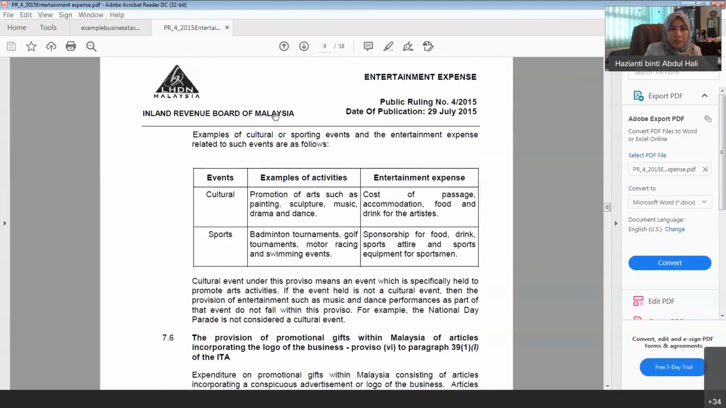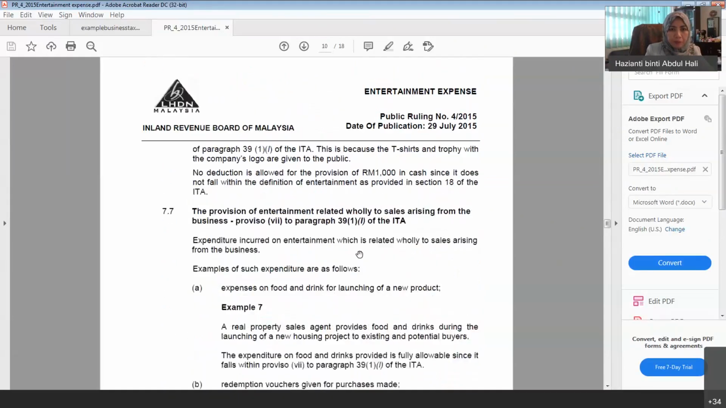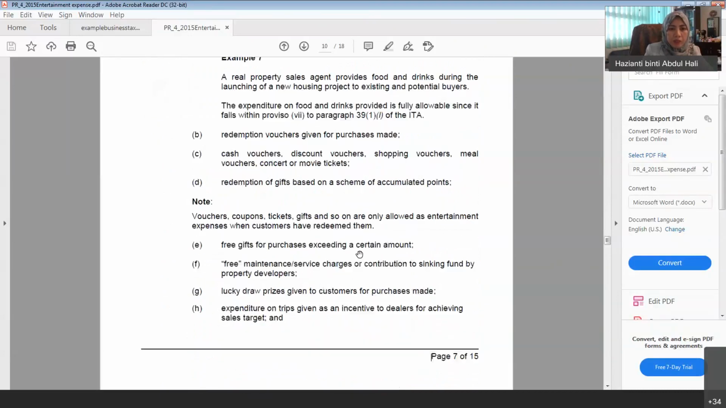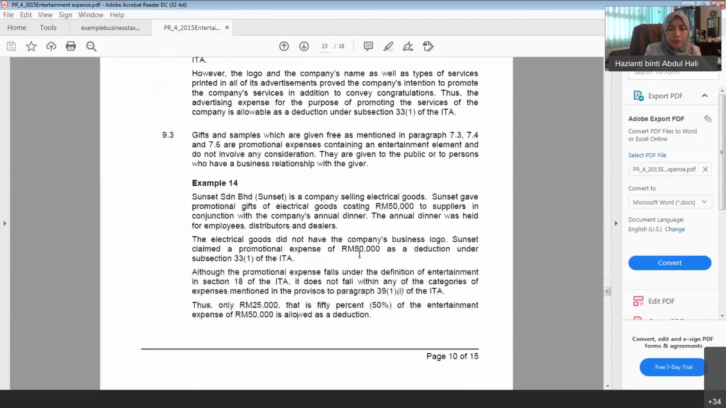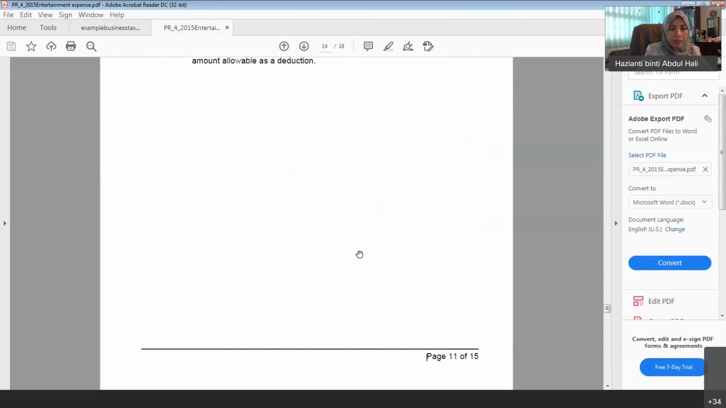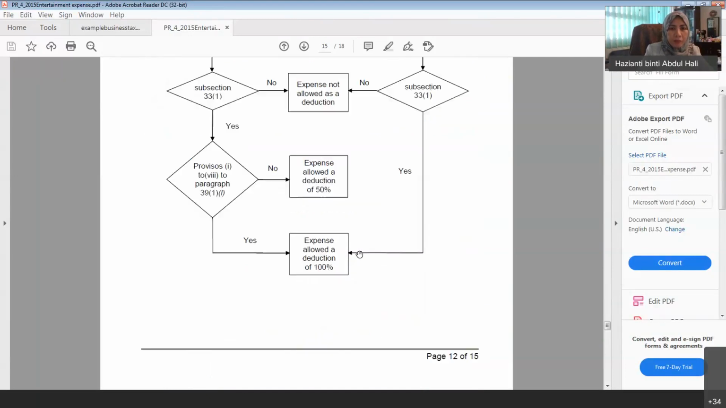So kalau cultural, these are the example. Ini pun sports, these are the example. So nanti yang ni boleh baca lah. This one is already in your materials. So boleh check your my guru nanti. Because the example ni will help you understand better. That's why they provide us with the example.